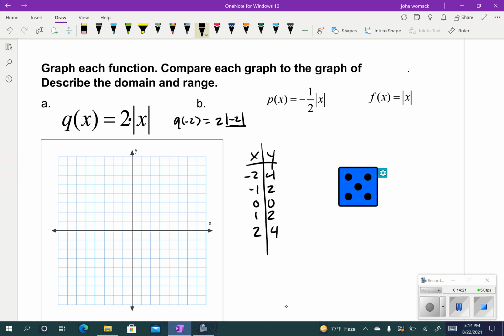So, okay, let's plot those points. So I've got (-2, 4), (-1, 2), (0, 0), (1, 2), (2, 4). And we know it's a V shape, so I think we've got a pretty good idea of what it looks like.